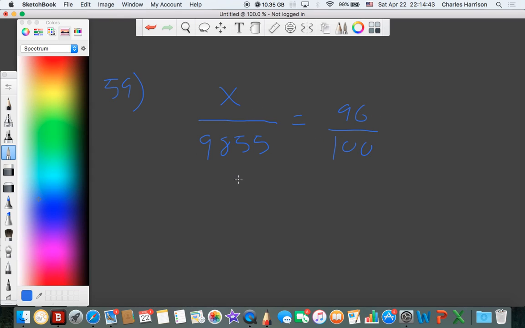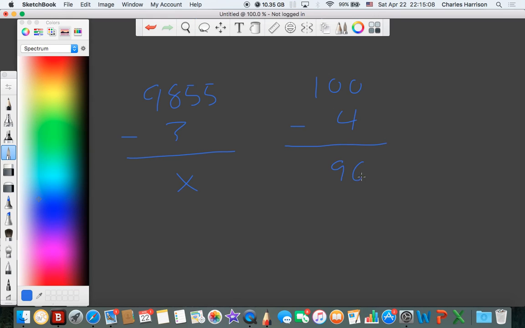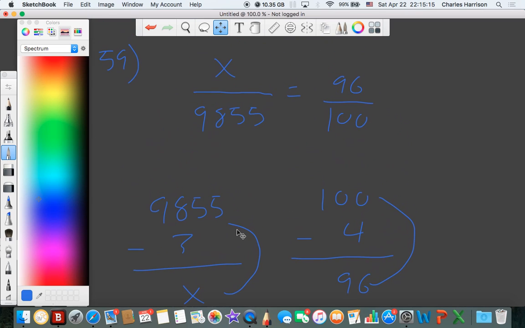But if you didn't know that you need to set it up like that, then you'll remember hopefully this instead. Let's get rid of that. You have 9,855. You're going to be subtracting a certain amount. You don't know what. You're going to have X amount in the end. 100% over here. You're going to be subtracting 4%. So you're going to have 96 here. So it's 96 over 100, X over that, and that's where we get this. You see?